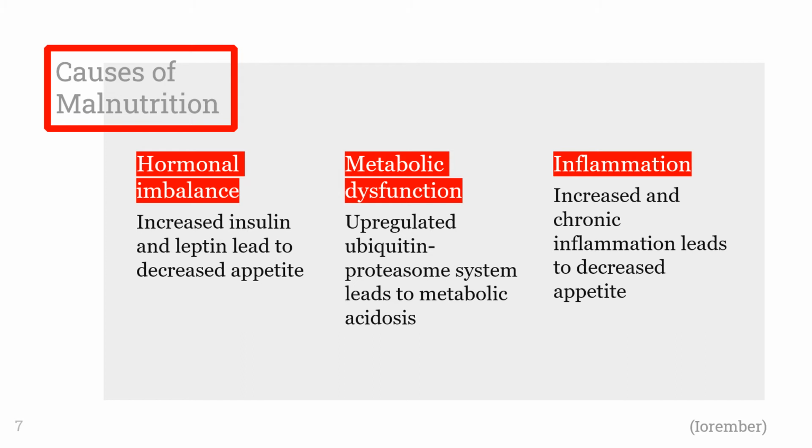The second cause here is metabolic dysfunction. People with chronic kidney disease may have an upregulated ubiquitin proteasome system, and this leads to metabolic acidosis, and this can also lead to malnutrition. And the third cause here is inflammation. People with chronic kidney disease have increased levels of inflammation in their body, and this inflammation is always present. It's chronic, just like the disease, and this also can decrease appetite even more than the hormonal imbalances. So those two things work together to suppress the person's appetite, which can then lead to malnutrition.